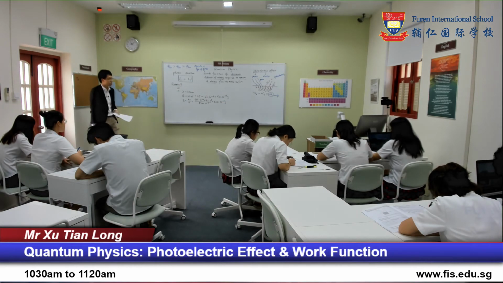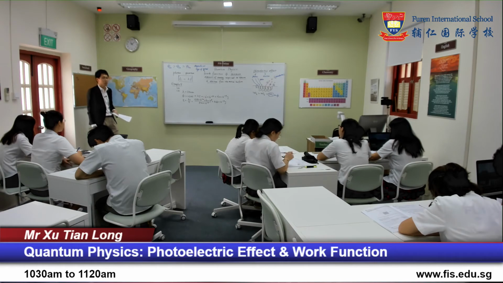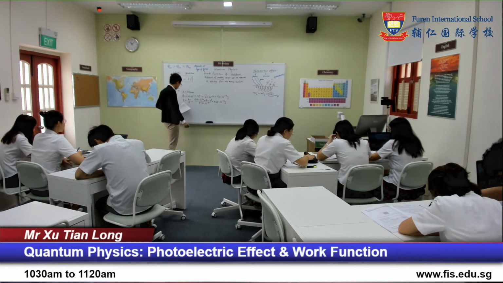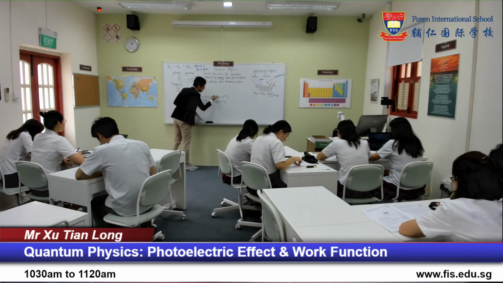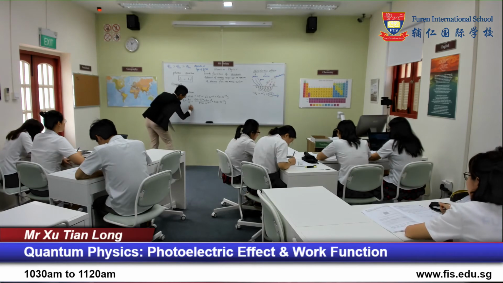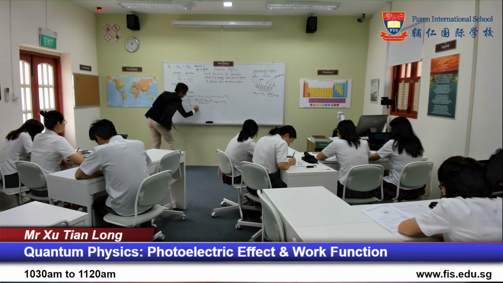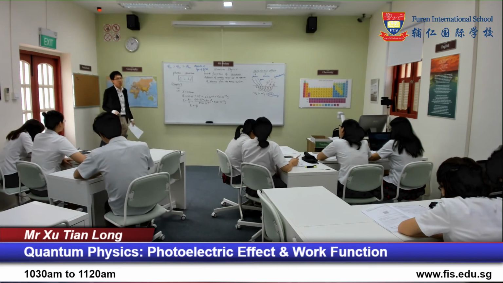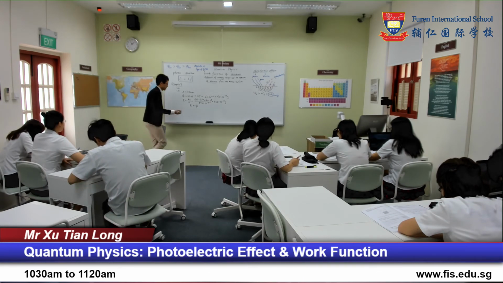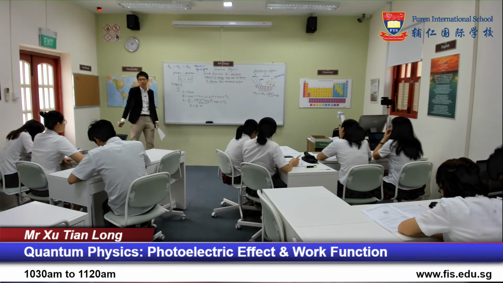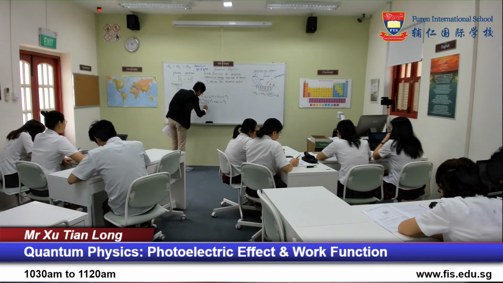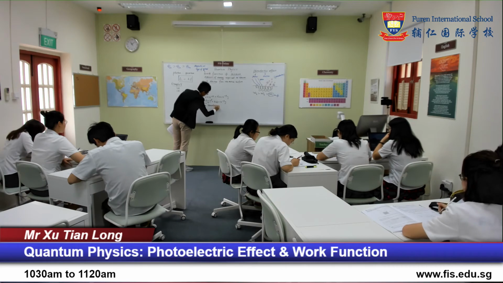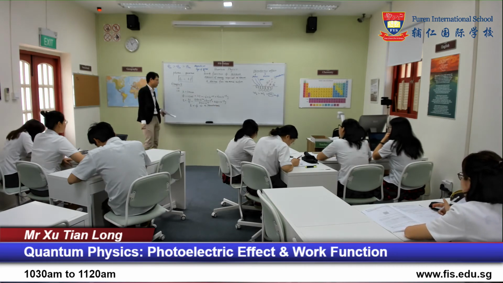Then the last step, we need to compare these two values: the energy of the photon and the work function. So what can we tell from these values? E is less than the work function. So what will happen? No photoelectrons, because the energy is not enough. Okay, we have no photoelectrons.